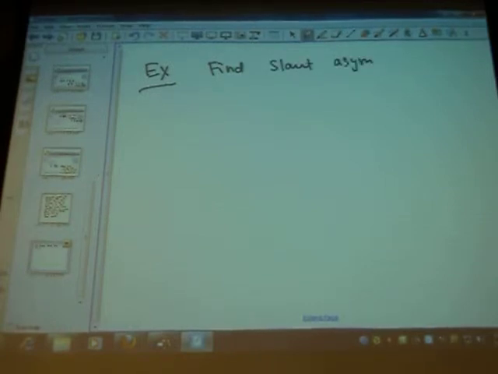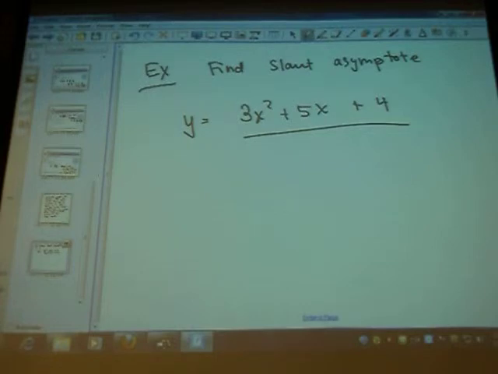Okay, so you guys need to do this to turn in, because I know anything that's not on the homework, you guys are just going to ignore it. Okay, find the slant asymptote. So let's do y equals 3x squared plus 5x plus 4 divided by x plus 5.